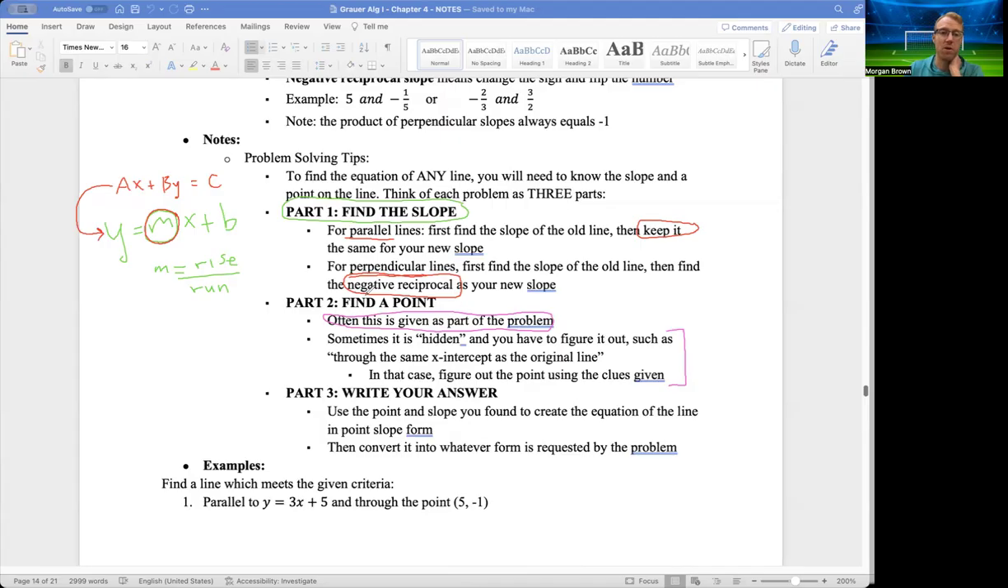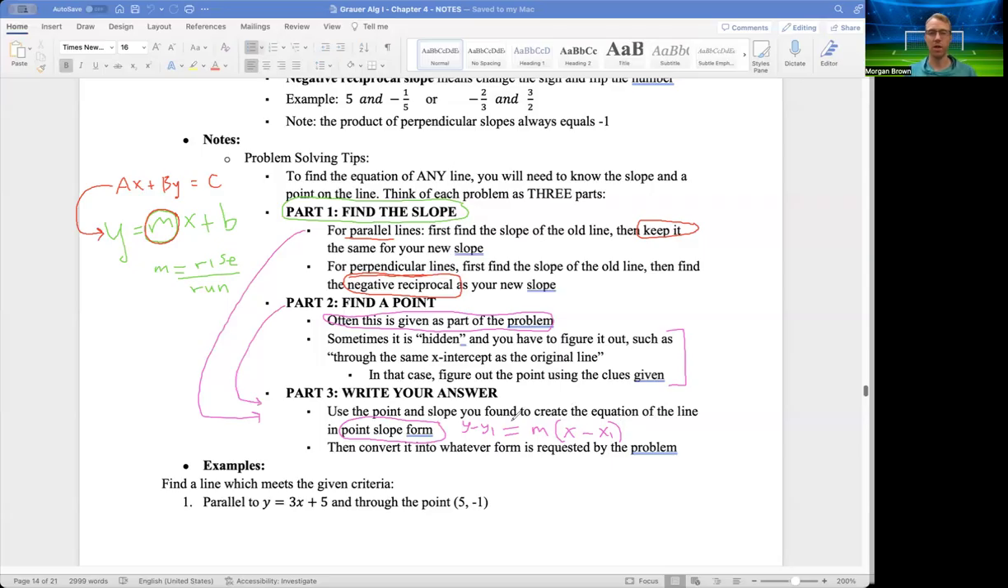Once you have the point and you have the slope, you take those two things together and you plug them into the equation for point-slope form. Since you have a point and you have a slope, I hope it's obvious at this point that you use point-slope form. So that's going to be y minus y1 equals m times x minus x1. And you'll plug in the m value that you got, and you'll plug in the x1 and the y1 from the coordinate point that you got. And at that point, you're basically done. You have the equation of the line.